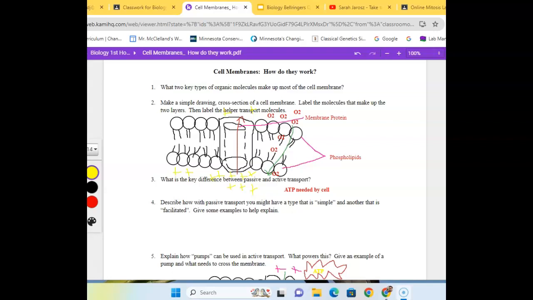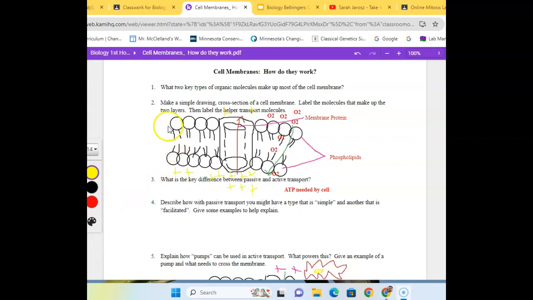So question 1 on the cell membranes, how do they work? It says 2 key types of organic molecules make up most of the cell membrane. So we learned about organic molecules: carbohydrates, lipids, proteins, nucleic acids, and ATP.